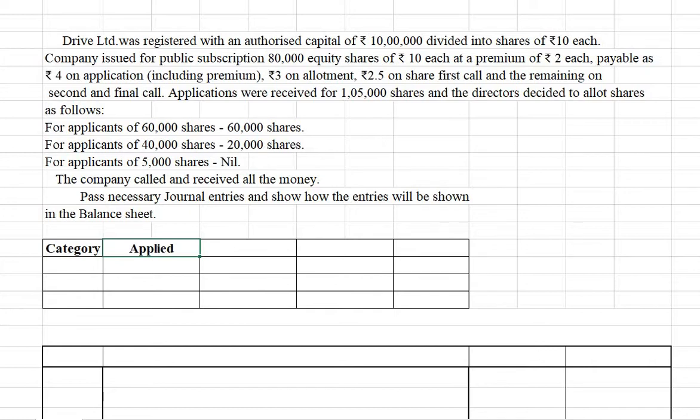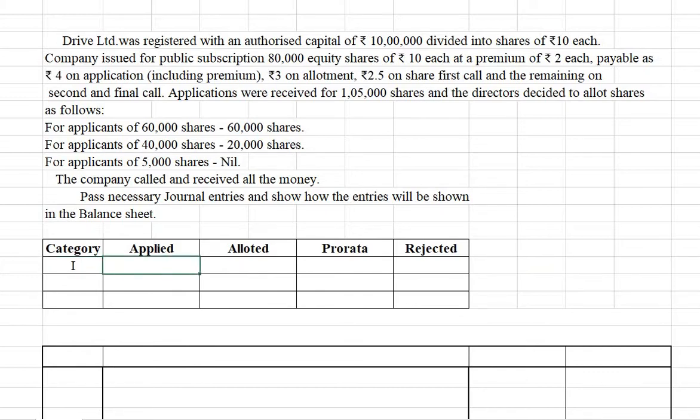That means in each category how much is applied. Then how much is allotted to each category and how much is the pro-rata and how much is rejected. This is just for understanding. This comes in the solution part. You can consider it as a working note. So the first category we can say the 60,000 shares. Those who have applied for the 60,000 shares. Let us consider it as first category.